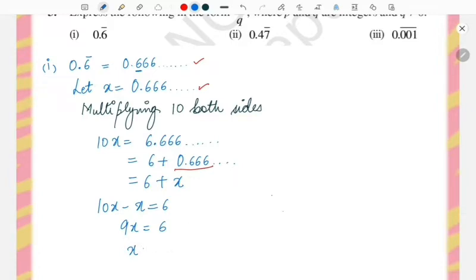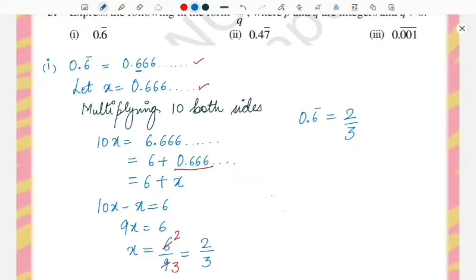So we'll take 9 here to the right hand side. What do I get? 6 by 9. It can also be written as 2 by 3. है ना? लिख सकते हैं because 6 and 9 come in the table of 3. So the rational number for 0.6 bar would be 2 by 3. अगर आप 2 by 3 को solve करोगे, the decimal expansion which you will get is 0.6 bar.